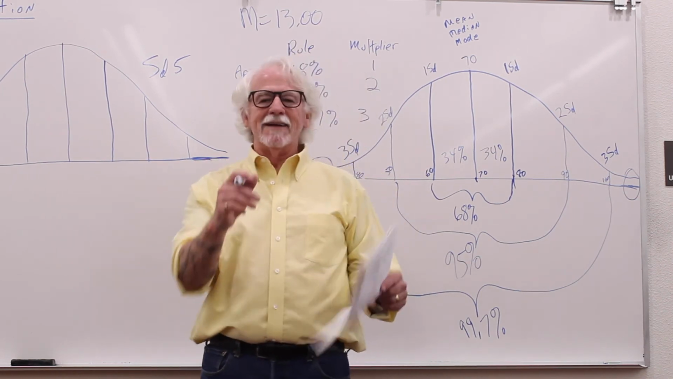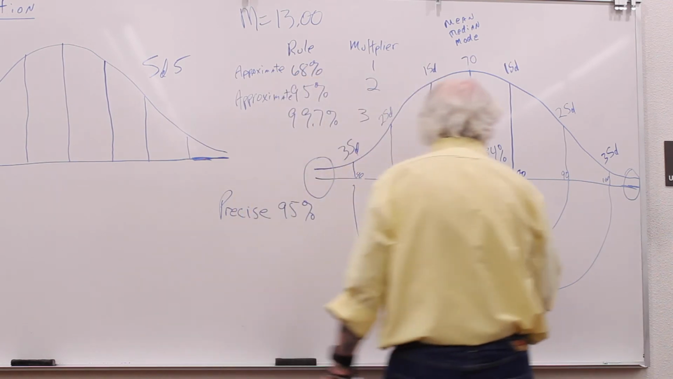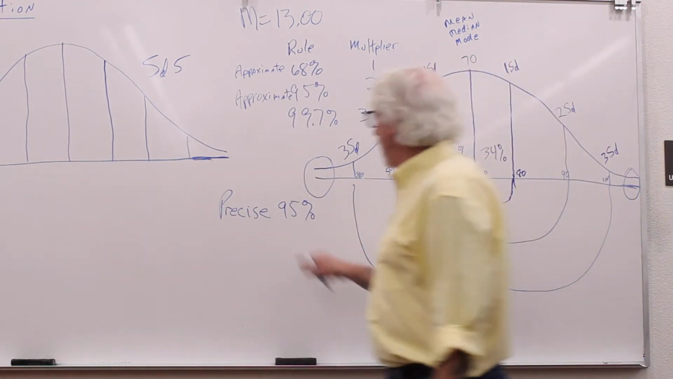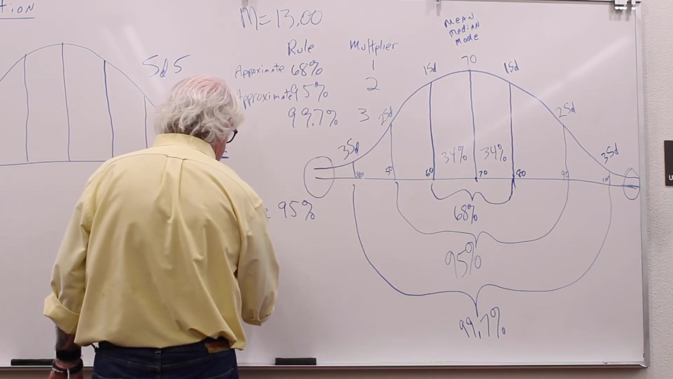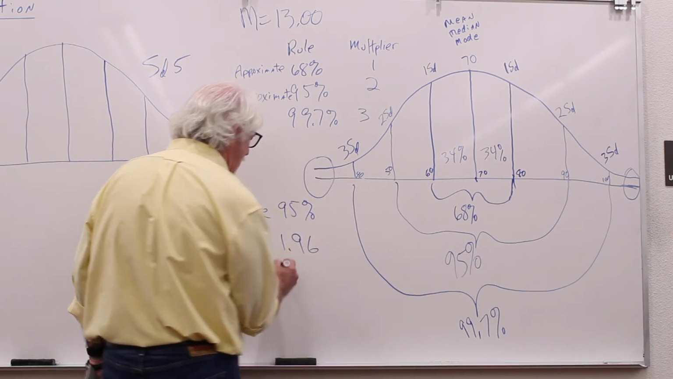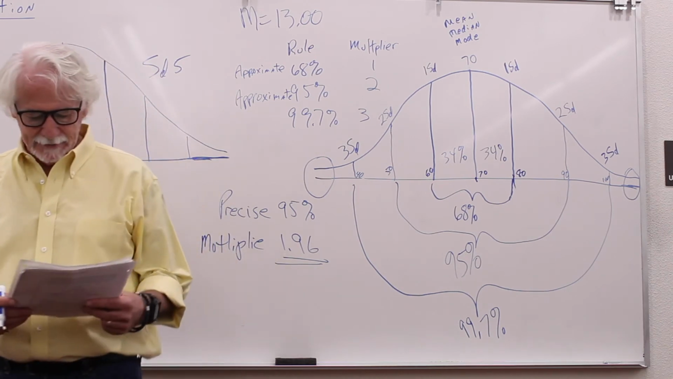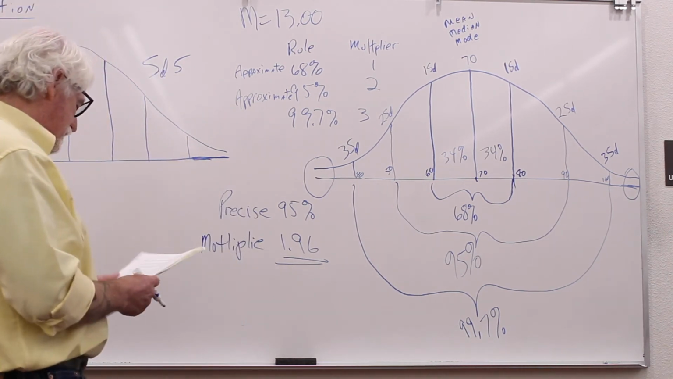At any rate, before we said for the approximate 95% rule, you would multiply by 2. For the precise 95% rule, your multiplier is 1.96. And this is a number you want to remember, okay? The same process.